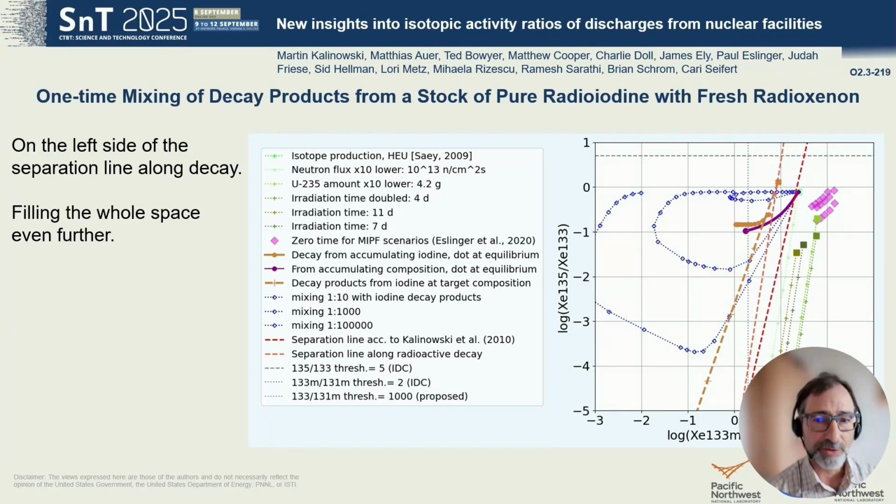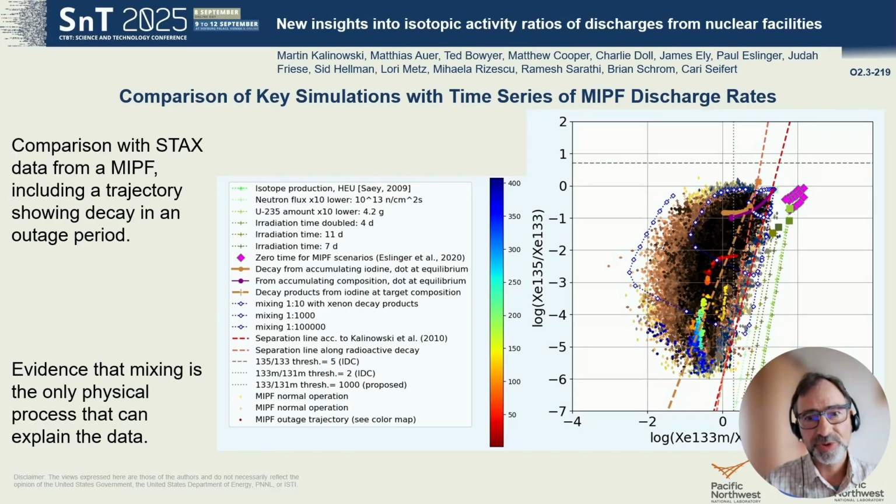Here is another version of mixing, and you see blue dots again, but now they are for one-time mixing of the decay products from a stock of pure radioiodine mixed with fresh radioxenon from dissolving an irradiated target. And again, it fills the whole space, but it goes even further. It bends even further away from the separation line. And these two different ways of mixing are actually seen at two different medical isotope production facilities.